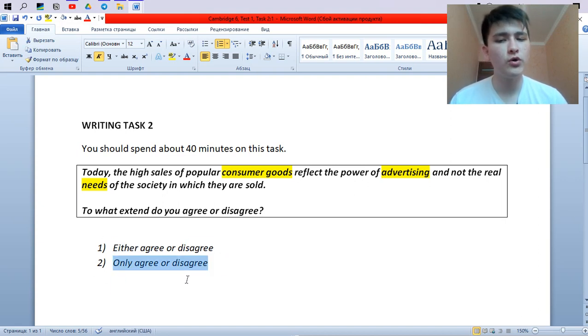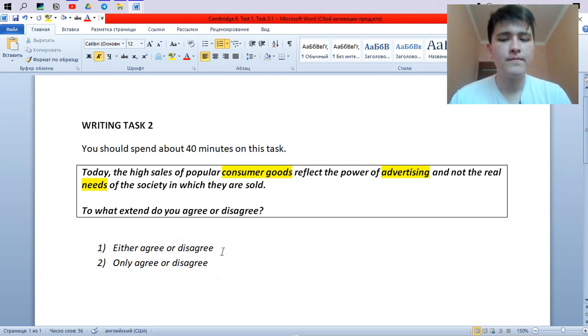With the second one, when you only agree or disagree, you may not get a band 9 because, in a way, it will feel like you're not answering the question fully. But it's okay to fully disagree or agree if you want to score a 7, because I approached the task in this way. I only disagreed, and I ended up scoring a 7, which is actually pretty good for writing.